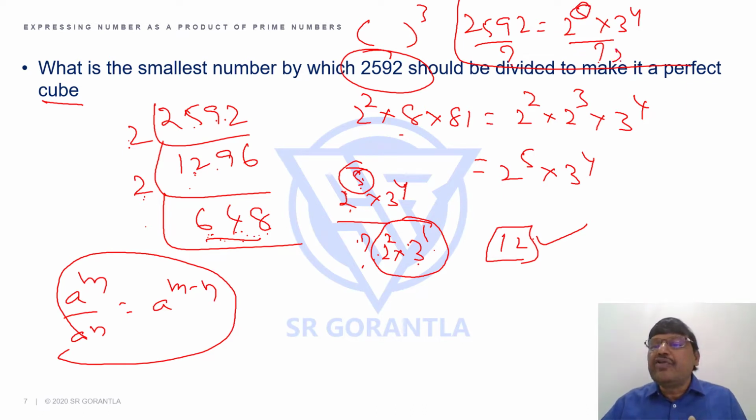So if I divide 2 power 5 by 2 power 1, it will become 2 power 4, a perfect square. Yes. 3 power 4 is already a perfect square. You don't have to reduce or increase. So hence, the minimum number by which I should divide this to become a perfect square is 2. So like this, converting the given number into prime factors will always help you to answer questions like this.